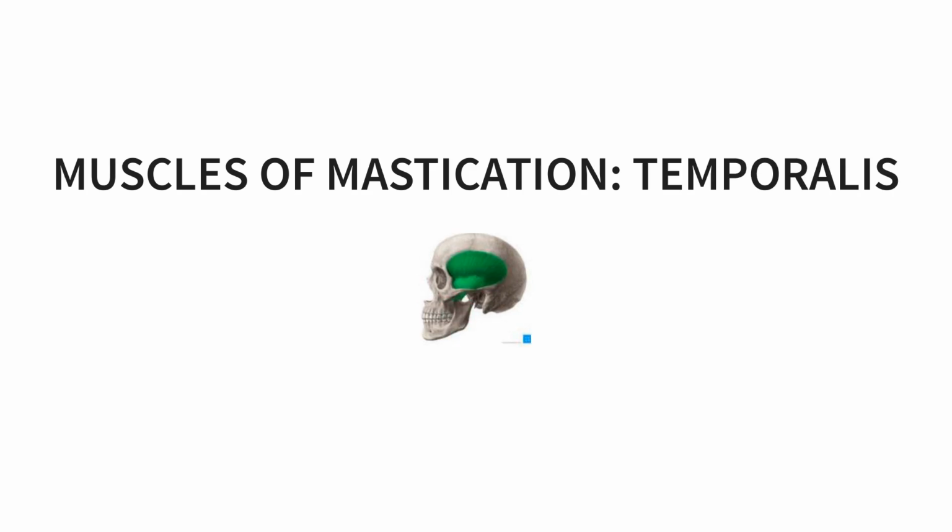The temporalis muscle originates from the lateral surface of the temporal bone and inserts on the coronoid process. It is responsible for the elevation and retrusion of the mandible and lateral deviation to the same side, ipsilateral. The muscle is also innervated by the cranial nerve V, the trigeminal nerve.